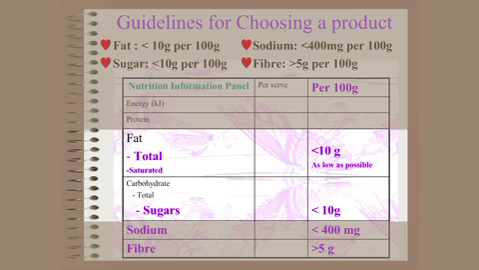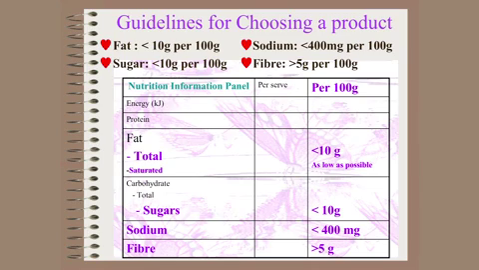The third thing is sodium, so salt. If you have high blood pressure, we want to try and keep salt low, but it's good for the rest of us as well. So we say less than 400 milligrams per 100 grams. And then fibre keeps us full and satisfied, good for our bowel health, good for reducing the risk of bowel cancer, and also helps with our cholesterol levels. Fibre, more than 5 grams if we can per 100.